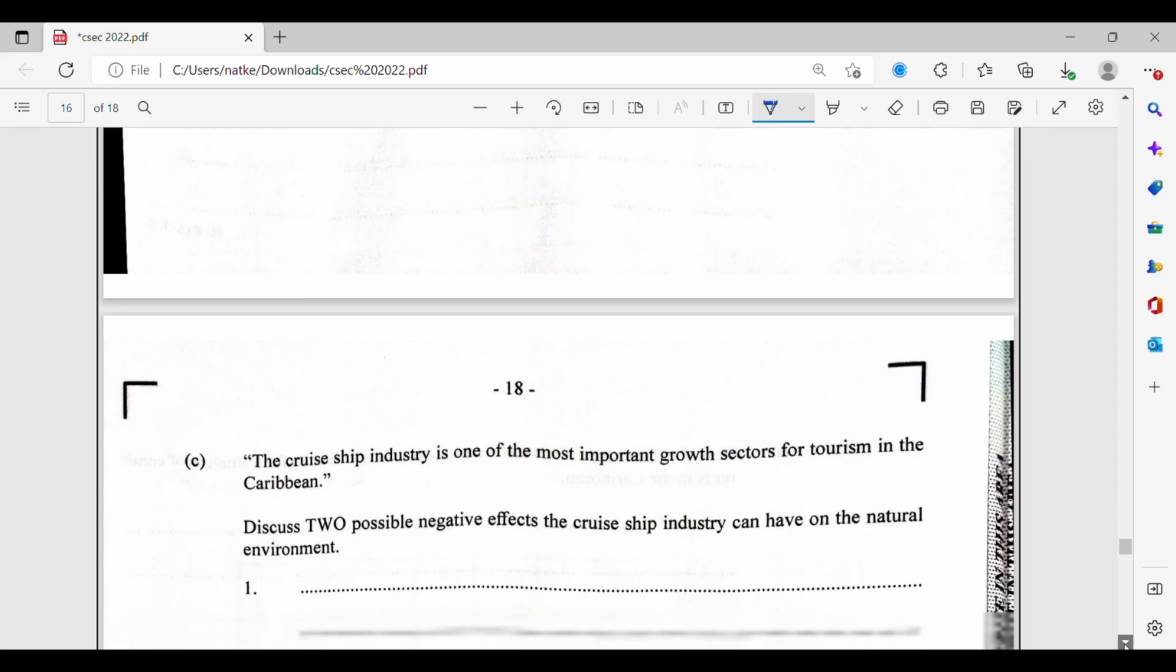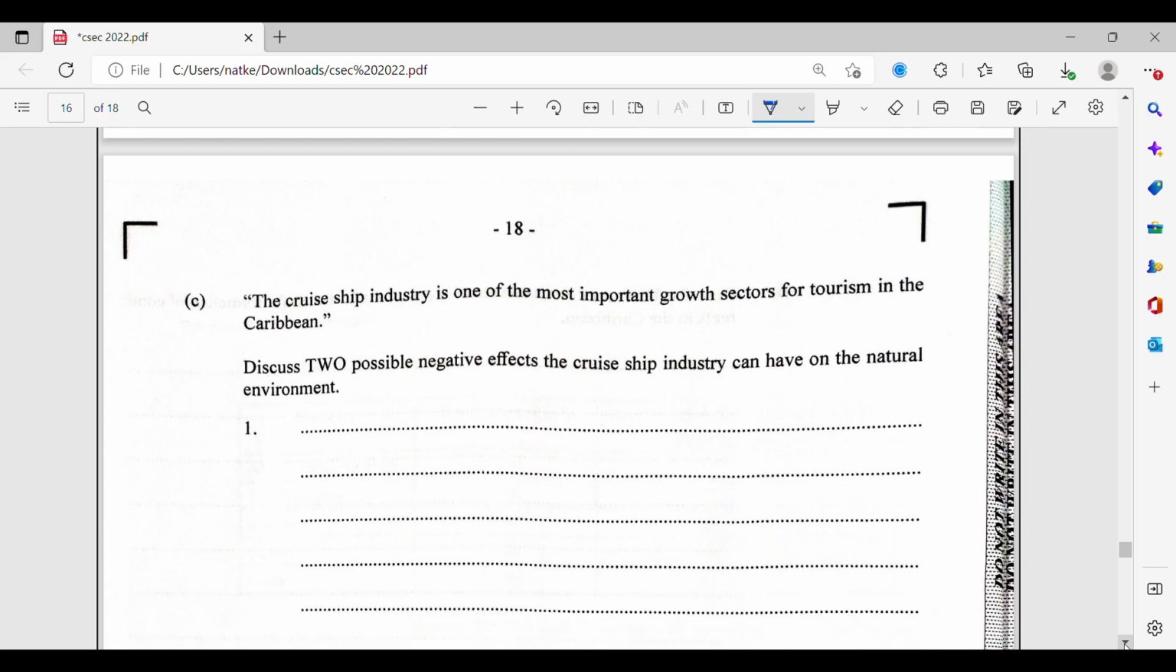This one asks about the cruise ship industry. So it says the cruise ship industry is one of the most important growth sectors for tourism in the Caribbean. Discuss two possible negative effects the cruise ship industry can have on the natural environment. So two possible negative effects that the cruise ship industry can have on the natural environment.